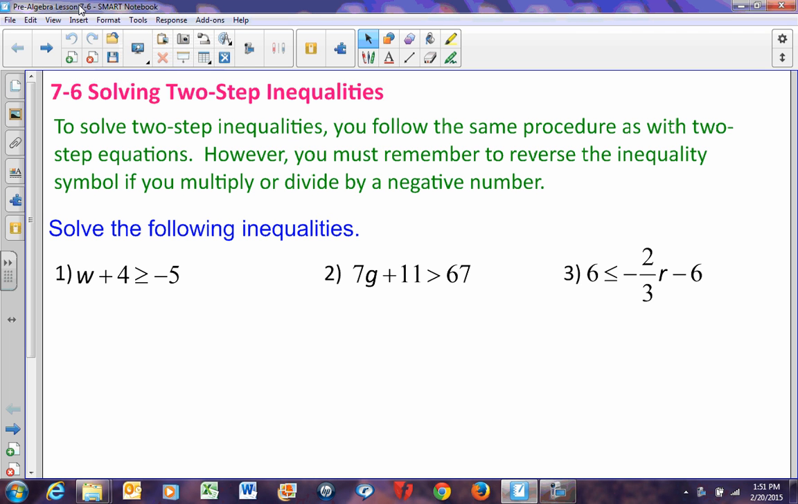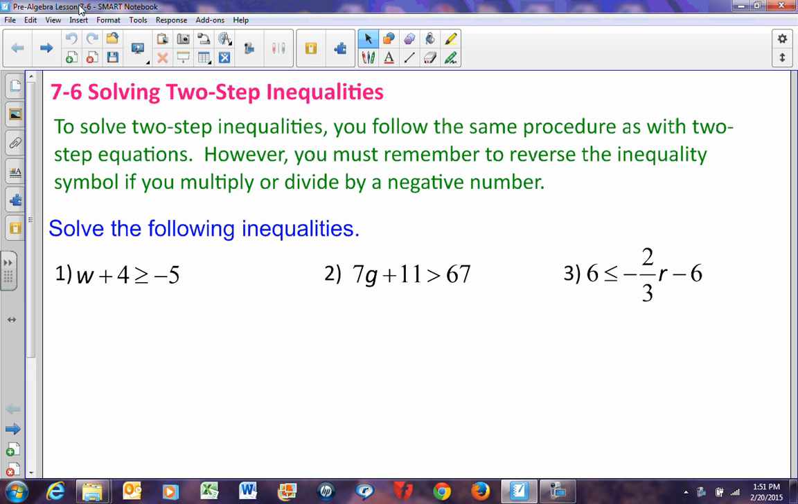This is pre-algebra lesson 7-6, solving two-step inequalities. To solve two-step inequalities, you follow the same procedure as with two-step equations. However, you must remember that since it's an inequality and not an equation, if you multiply or divide by a negative number, you must reverse the inequality symbol. Let's take a look at a couple of examples.